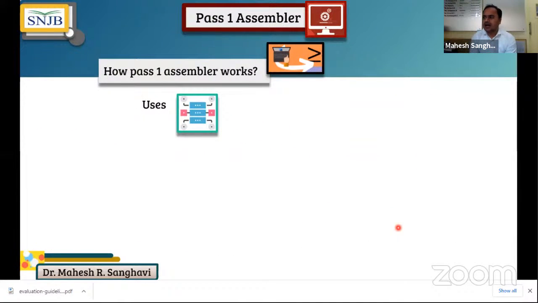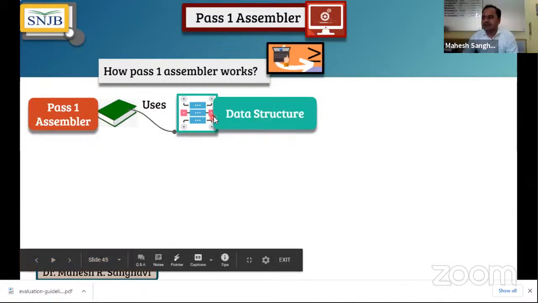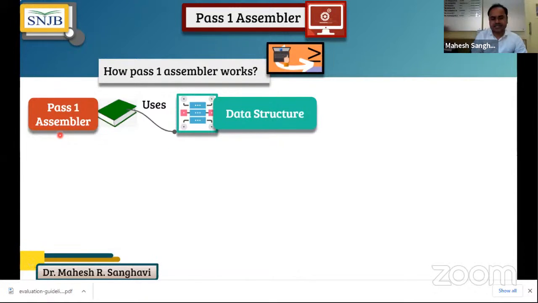So let's focus on how the pass one assembler works. It uses some data structures. I have already told you in the prerequisites that we need fundamental knowledge of data structures. But don't worry, if you are unable to recall data structures, I am there to recall the important concepts which we'll need here.